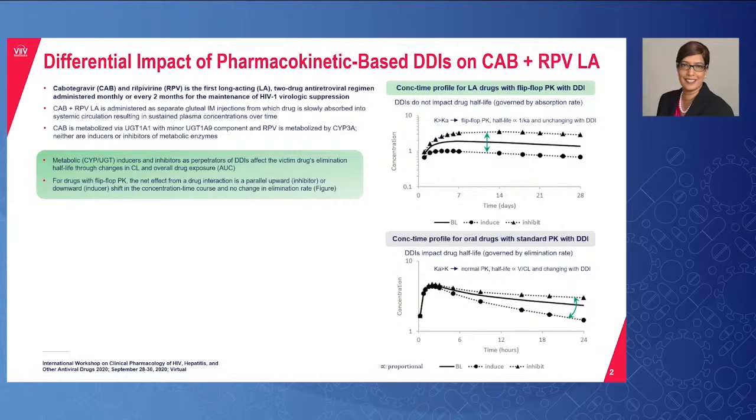This leads to the phenomenon of flip-flop PK, where the terminal PK is moderated by the rate of absorption instead of the rate of metabolism. The 2 figures on the right illustrate these concepts and the consequences of altering metabolism through induction or inhibition.